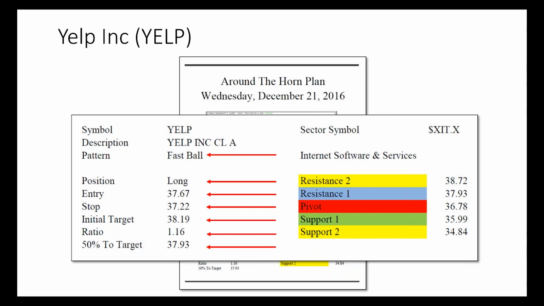And 50% of the distance to the target is $37.93. So $37.93 is where I'm going to move my stop to break even. If I get into the position, it's making a move to the upside. Once I'm in, if I get to $37.93, I move my stop to break even. If it gets back to the entry price, I'm out. That's my money management rule.